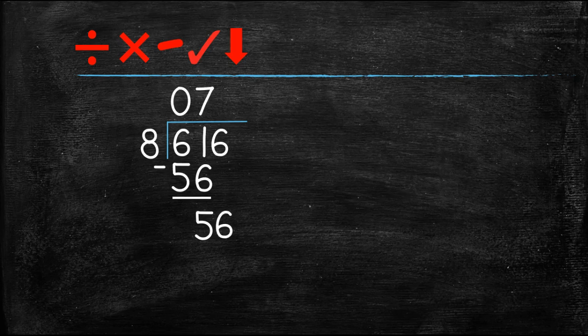Now, 56 divided by 8, because we're starting all over again, so 56 divided by 8 equals 7. 8 times 7 equals 56. We subtract that, and we get 0. So we have a remainder of 0.